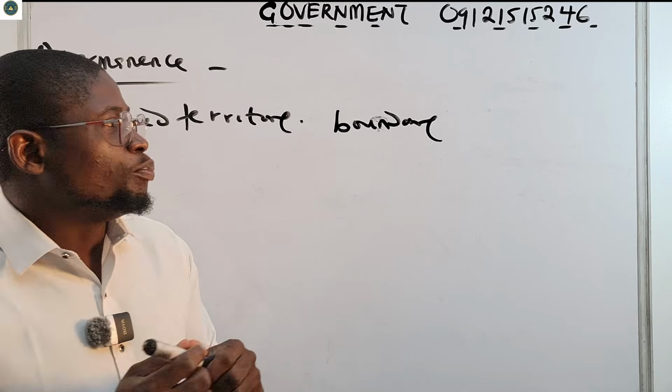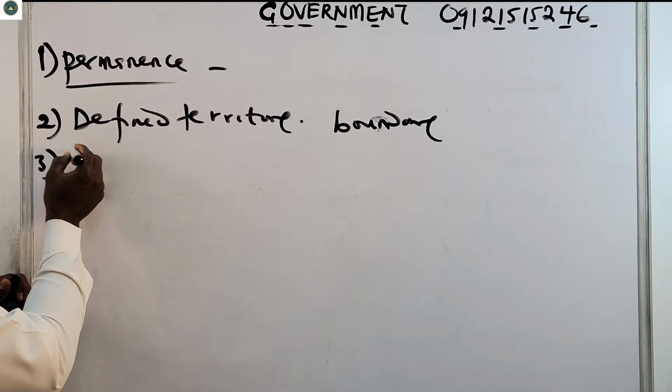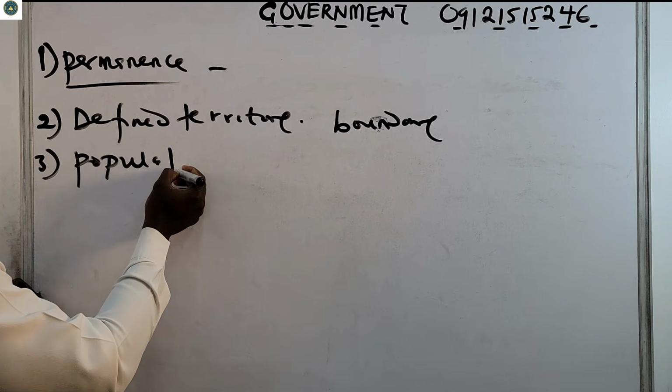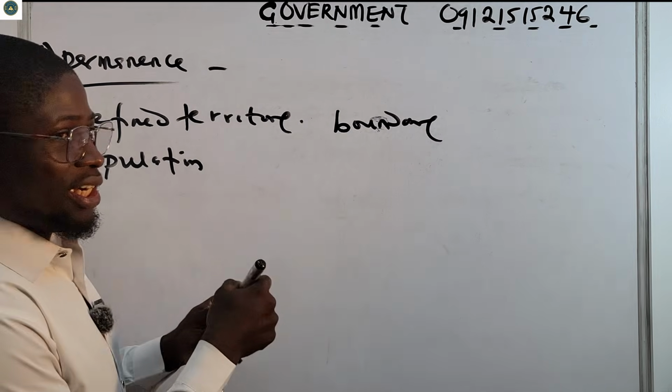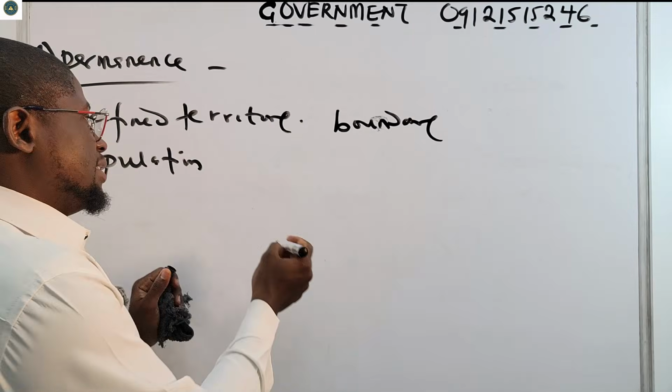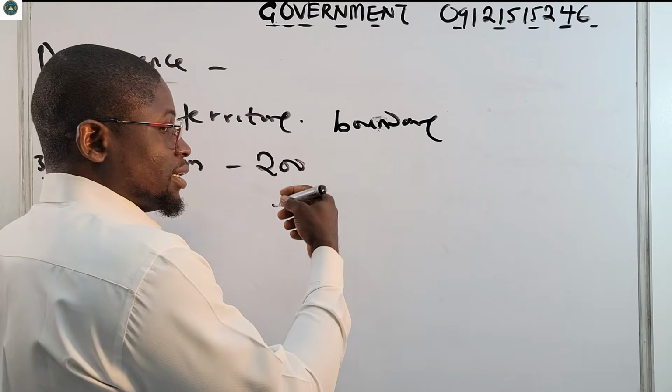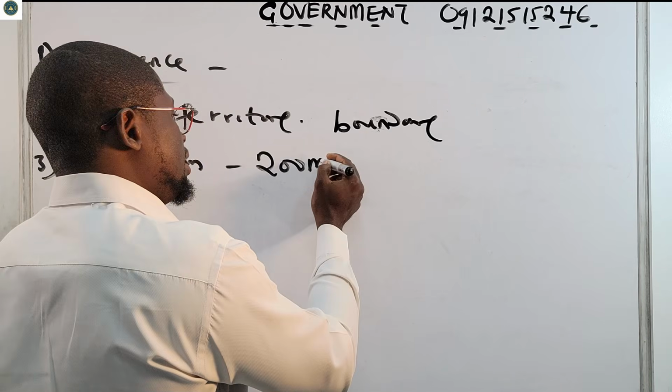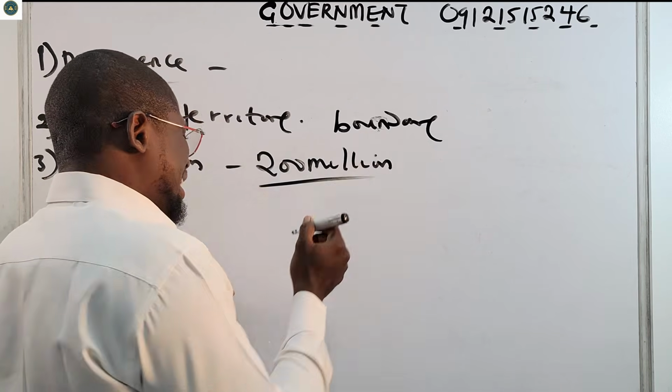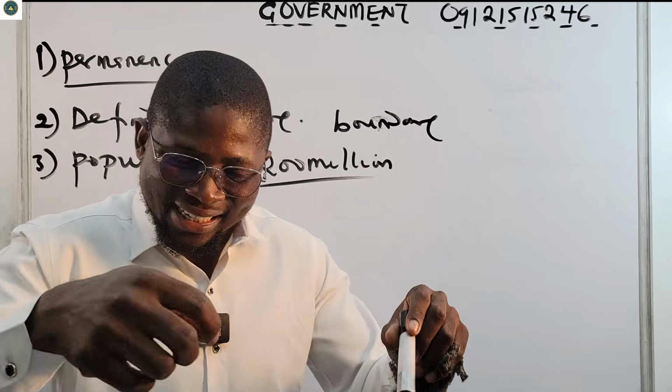Then we now have population, number three. There must be people living in a state. Nigeria has a population, which I said is estimated to be more than 200 million. So that is population. There are people living in Nigeria.